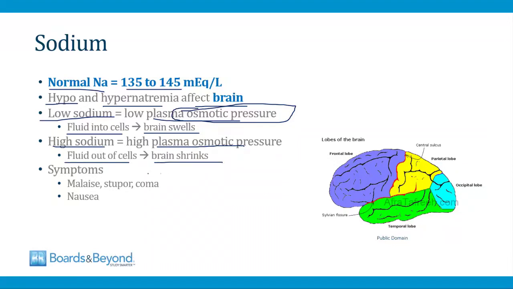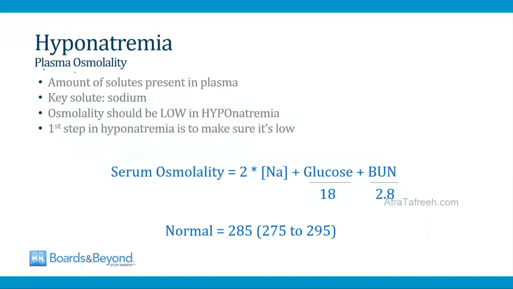So because of these effects on the brain, when patients develop hyper or hyponatremia, the symptoms they develop are typically symptoms related to the central nervous system, symptoms like malaise, stupor, coma, or nausea. We'll begin our discussion of hyponatremia by talking about plasma osmolality.